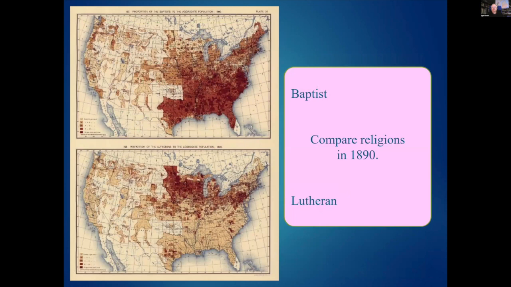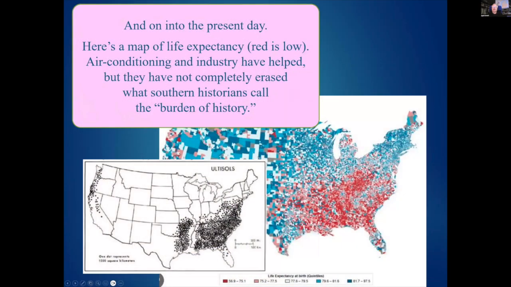If you compare the religions in 1890, it's practically the identical map that you would have today if you knew the map of it. And if you carry any one of these ideas on into the present day, here's a map of life expectancy in 2020.